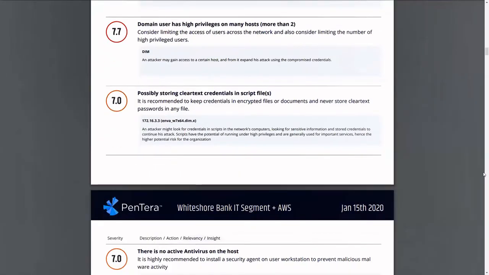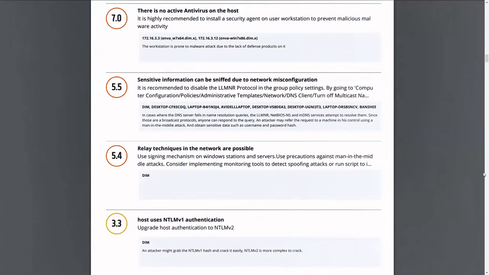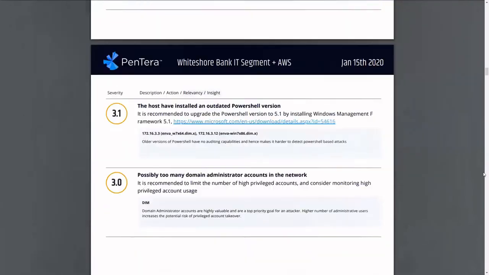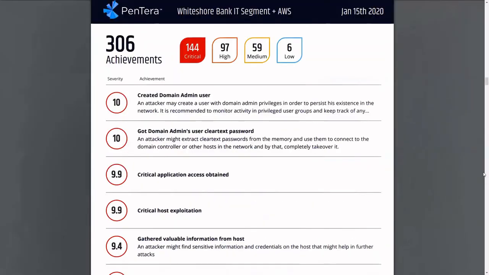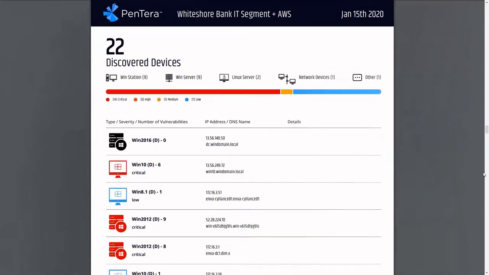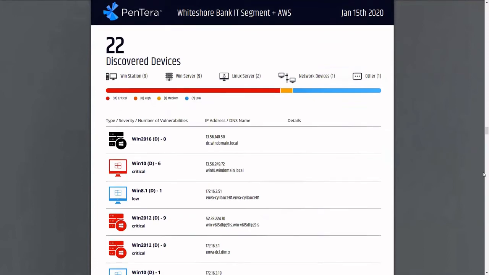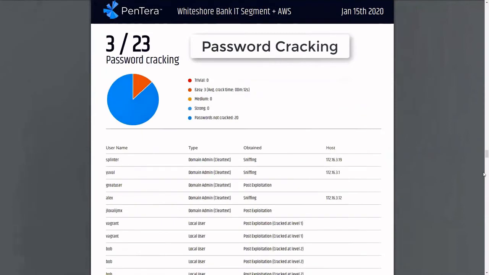We also run through all of the vulnerabilities that were found. Again, which hosts were affected, where do they sit in the network, what domains are they on, what type of attacker achievements were carried out, again with a breakdown of each of those, what types of devices were discovered and of which, how many had vulnerabilities within them. And in addition to this, we'll give you a breakdown of how your passwords performed, how many were cracked, how many weren't, what was the average crack time, what types of users were cracked, were they local or domain users, all of this info and context.